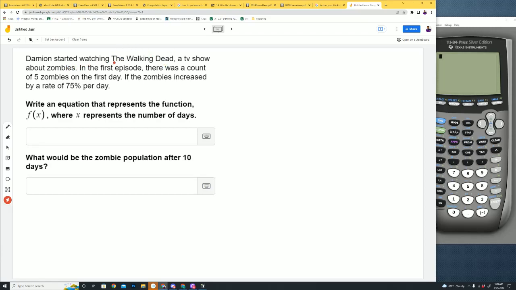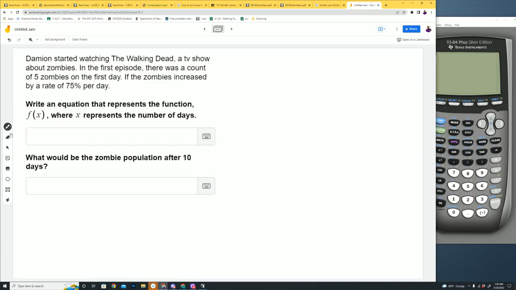Damien started watching The Walking Dead, a TV show about zombies. In the first episode, there was a count of 5 zombies on the first day. If the zombies increased by a rate of 75% per day, write an equation that represents the function f of x, where x represents the number of days.